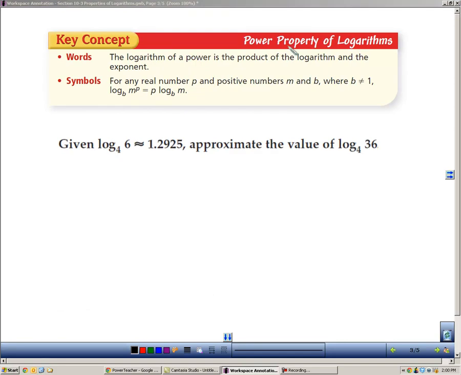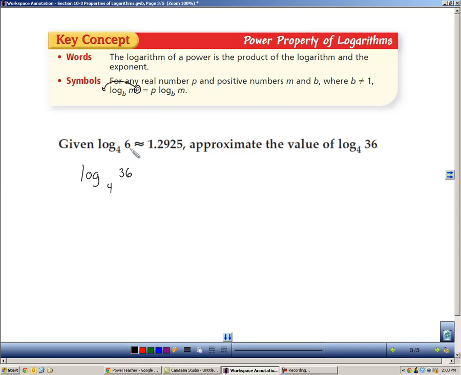Our next property is the power property of logarithms, and that says if you have a value to a power, you can take that exponent and move it in front of the log. So notice the p here was in the exponent, so we moved it in front of the log and then multiplied it. We'll illustrate that by looking at an example. I want to find log base 4 of 36.